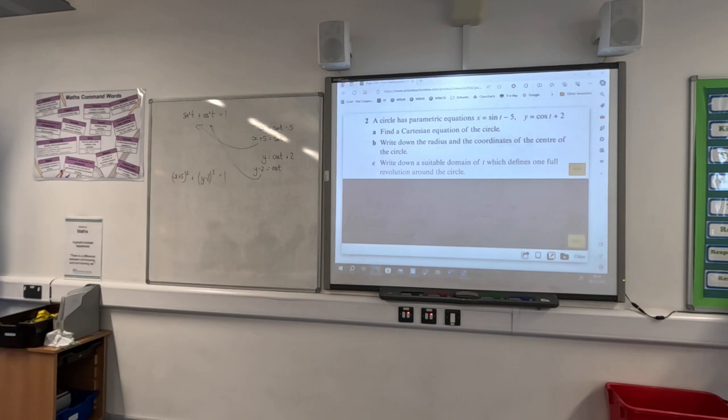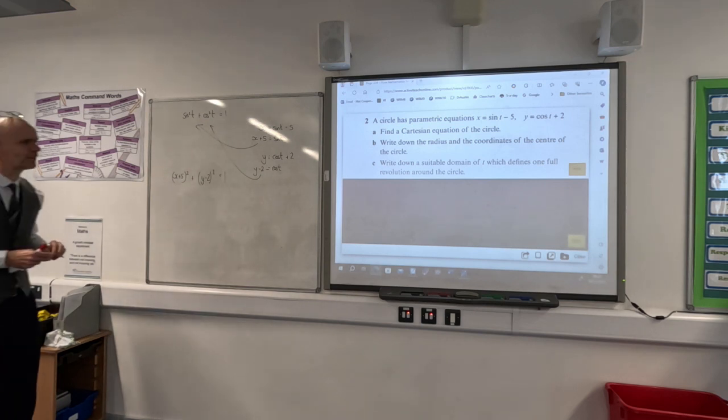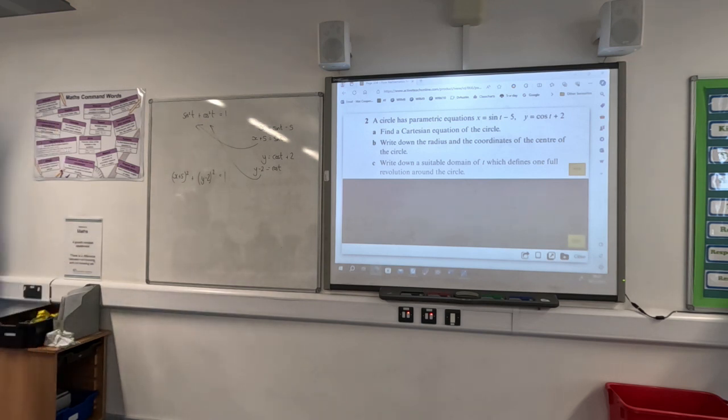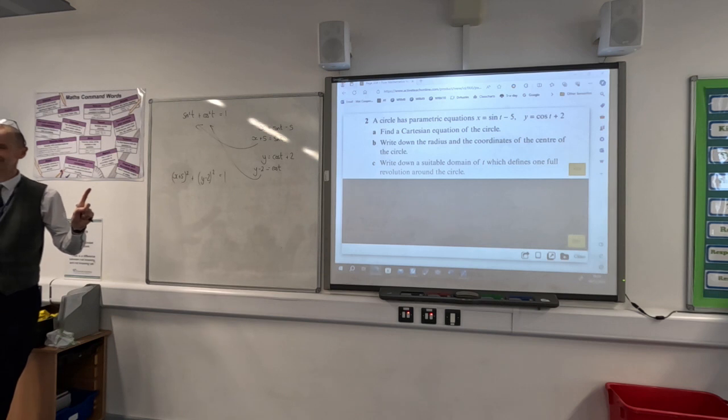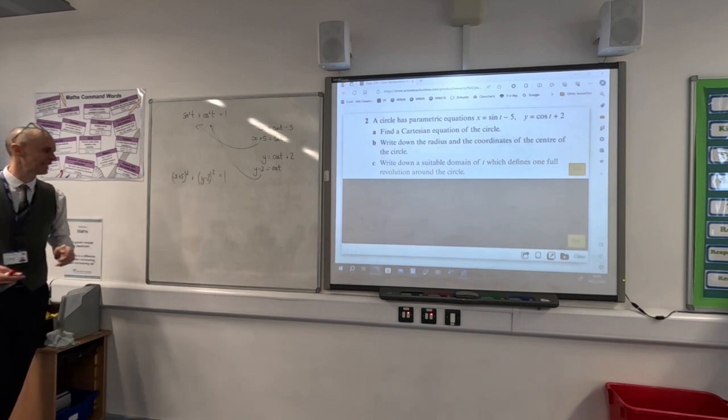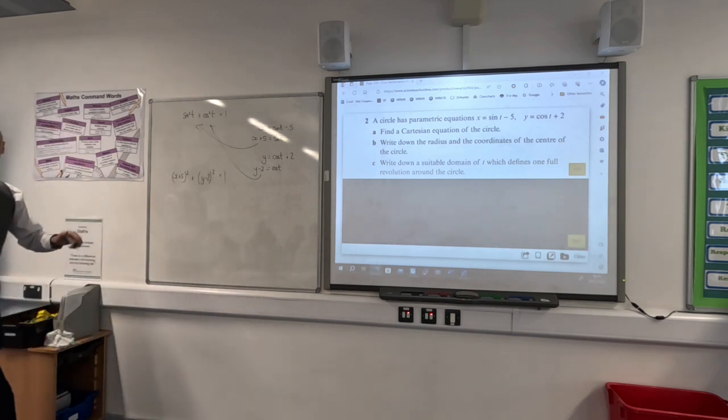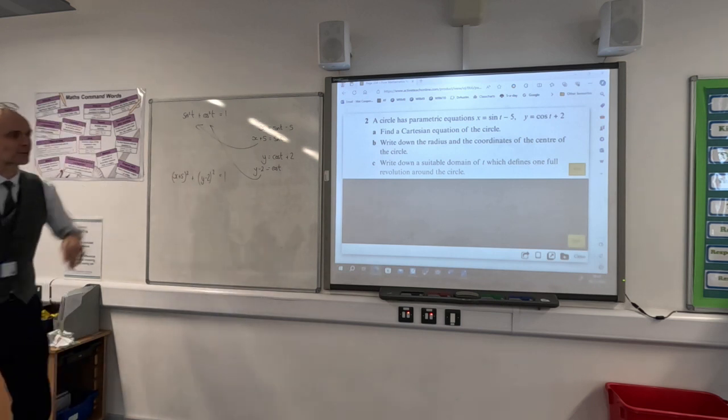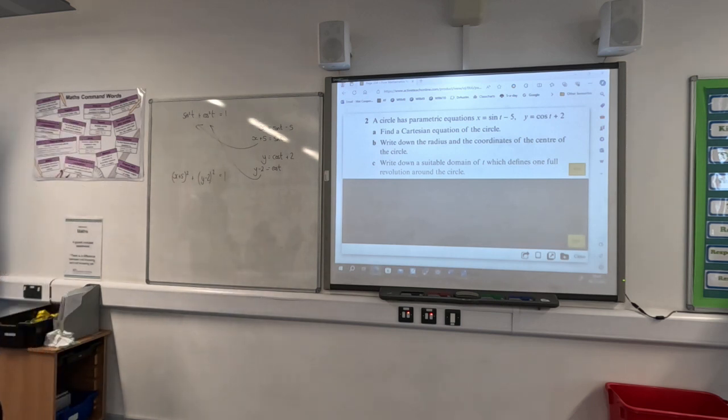So I get that, I rewrite the x parametric equation in terms of sine t. Sine t is x plus 5. Similarly for the y equals, and then I just sub it in. So can we remember what the centre of this circle is? Seb, what's the centre of this circle going to be? Minus 5, 2. Fantastic, yeah. So the centre of the circle is minus 5, 2. Remember, this is the radius squared, so it's radius 1. Simple as.